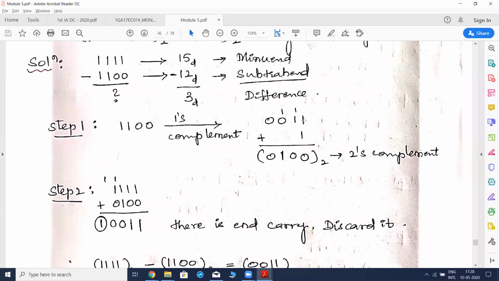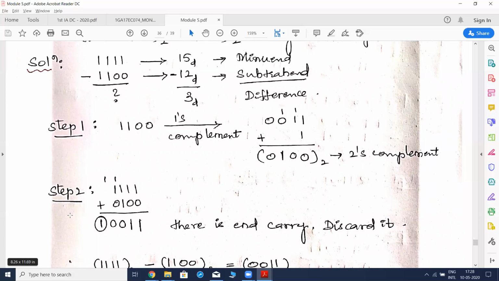So we get 1 plus 1, according to the rules of the sum: sum is 0, carry is 1. Again 1 plus 1, sum is 0, carry is 1. Now it is 1 plus 0, we get 1, and here it is 0. So this is the two's complement of the subtrahend. We shall go to the next step.